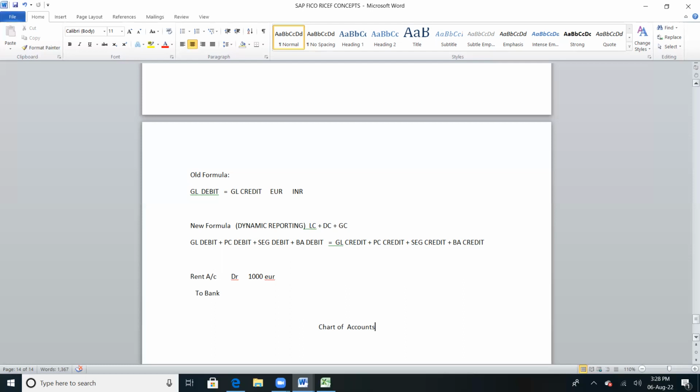What are the current assets? Current assets: cash in hand, cash at bank, and sundry debtors. Why are sundry debtors current assets? Why can't they be fixed assets?